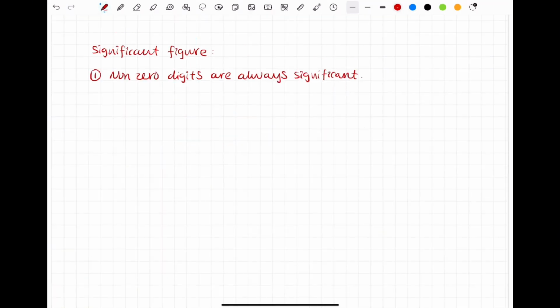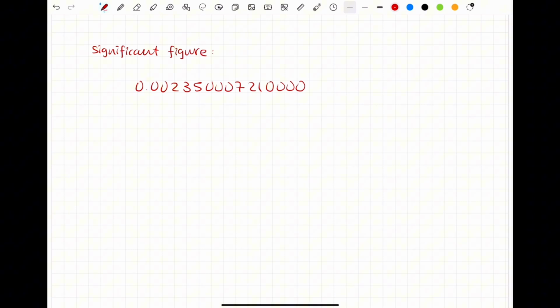So let's talk about significant figures. When does 0 count? Okay, so all non-zero digits are always significant. So for example, 2, 3, 5, 7, 2, 1, they are all significant. Zeros between non-zero digits are always significant. So these three zeros between 5 and 7 are significant. Leading zeros are never significant.